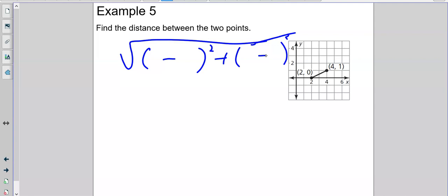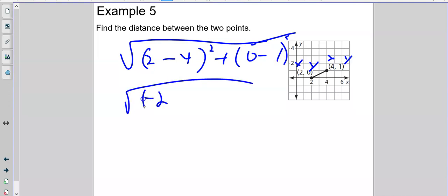So then I'm just going to take my x's and write 2 minus 4. It doesn't matter which order you go. You just have to go the same order. So 0 minus 1. And then I'm going to do 2 minus 4, which is negative 2, and I'm going to square it. 0 minus 1 and square it. And the squaring makes sure you never have any negative numbers here.